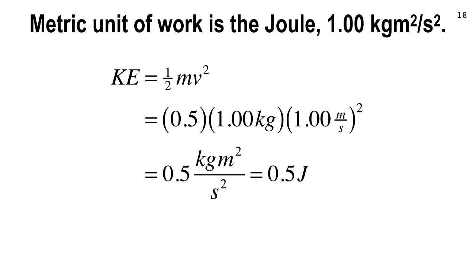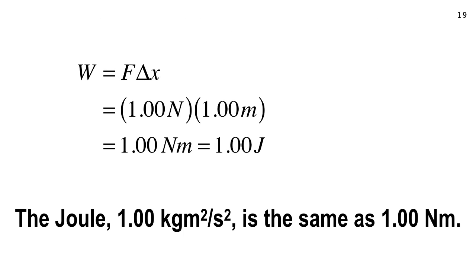Now, here's another example. W equals F delta x. If you have a force of 1 newton acting for 1 meter, that's the F delta x part of the equation. So a newton meter, Nm, is the same as a joule. Make a note of that. A joule is the same as 1.00 kilogram meters squared per second squared, and that's the same as 1.00 newton meters. Now, why do I make that distinction?